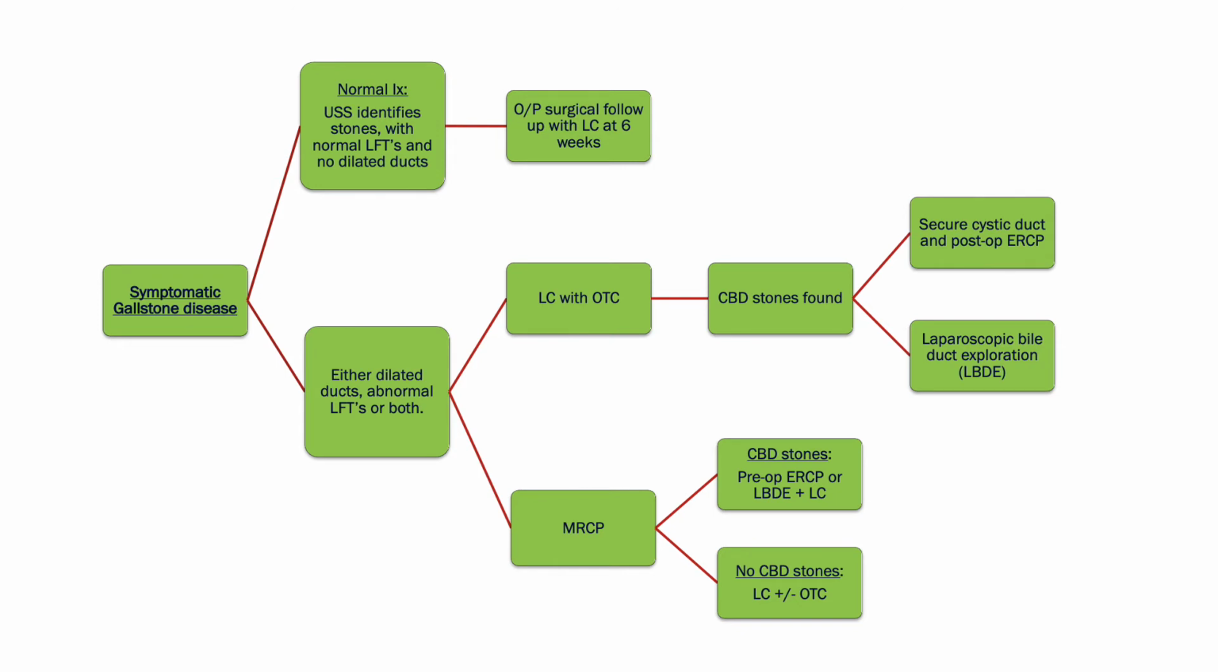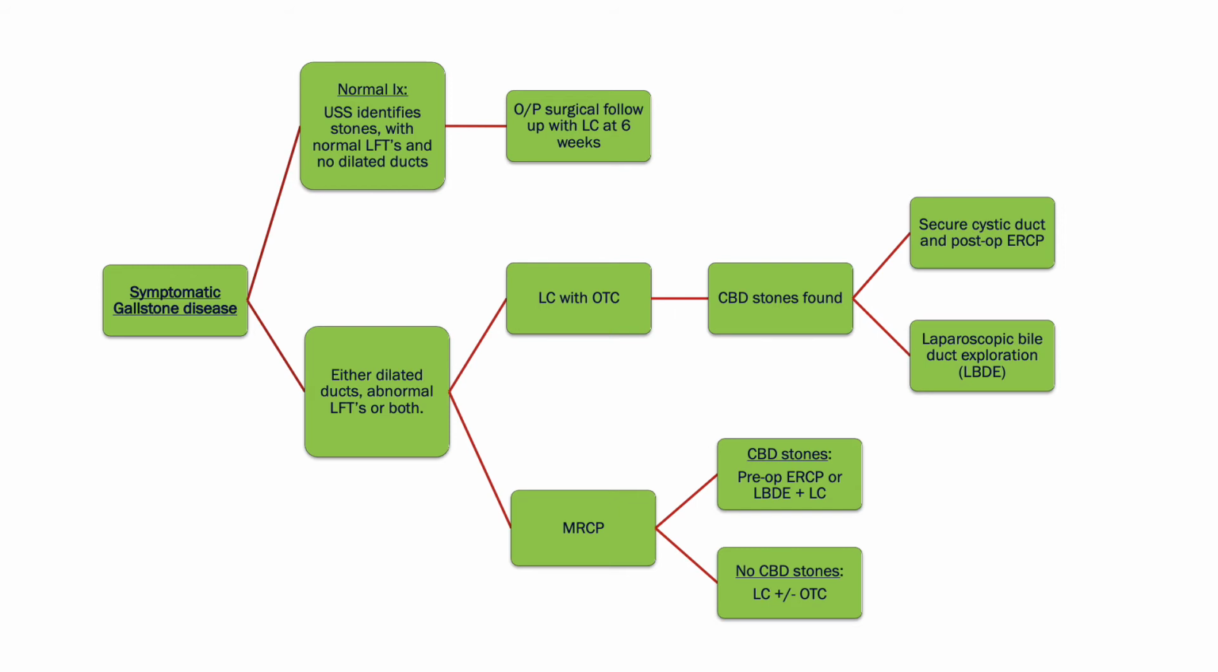In the lower part of this diagram is if we have abnormal investigations. So this could be either dilated ducts, abnormal LFTs, or both. What you do next often just depends in which centre you're working in. Guidelines advise that if we have abnormal investigations, you should do a lap chole with an on-table cholangiogram. Then, if you find CBD stones, you can do a laparoscopic bile duct exploration, or you can secure the cystic duct and then do an ERCP afterwards.